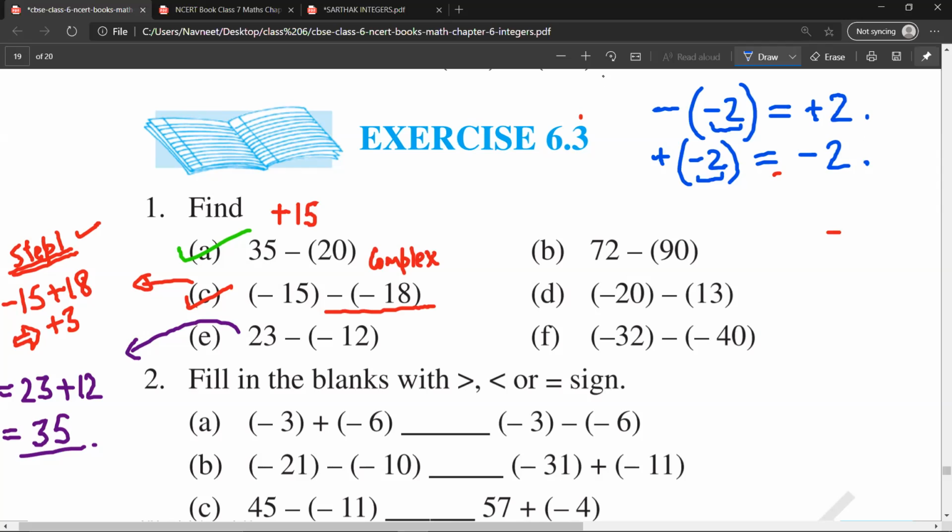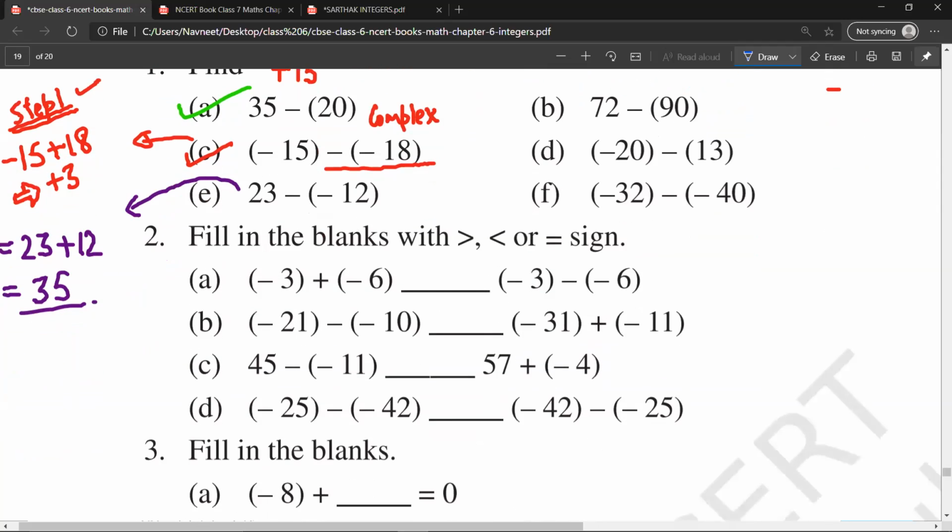So we are using only 2 rules. One is of mountains and valleys, and the second is this rule. That is all that we need to solve these questions. Yes, sir.